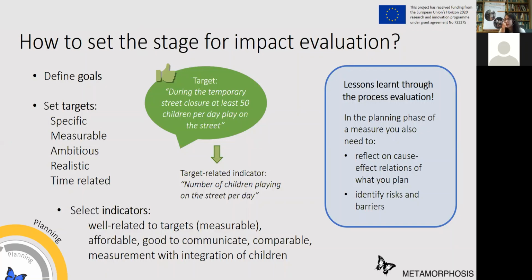Then we need indicators. We need to select appropriate indicators, which means indicators well related to the targets. They have to be measurable and good to communicate. Especially in our case, we have to work with children, so we need easy indicators which can be easily measured. What we learned from our experience is that it's very important to reflect on the cause-effect relations from the very beginning of the project, from the planning phase, and also try to identify risks and barriers.